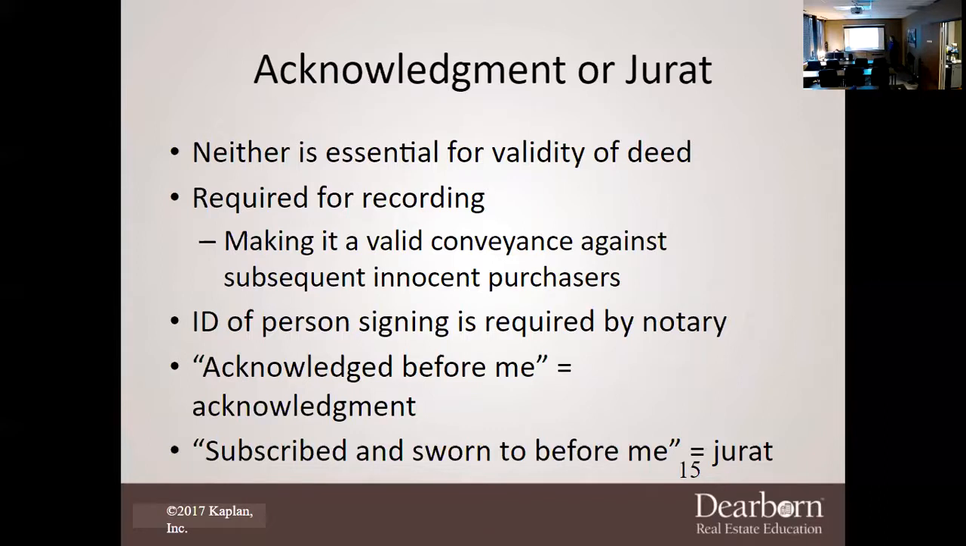Okay? And the signing has to be done before a notary public. So the acknowledgement is going to say acknowledged before me, or if it's a jurat, it's going to say subscribed and sworn before me.